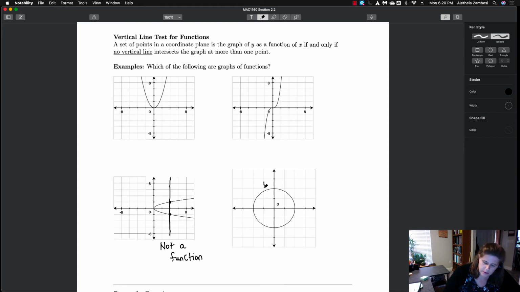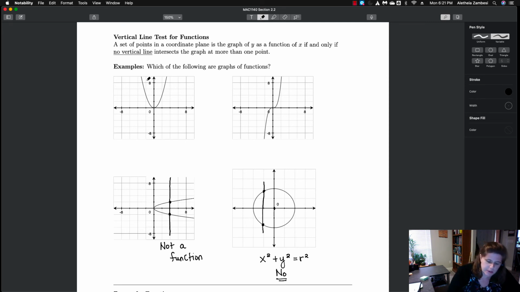Same thing is true with a circle. Now remember, a circle is an equation x squared plus y squared equals r squared, centered at the origin. So if I were to try and solve that for y, I would get a plus and minus case. So we cannot solve it uniquely either. So this is not a function.